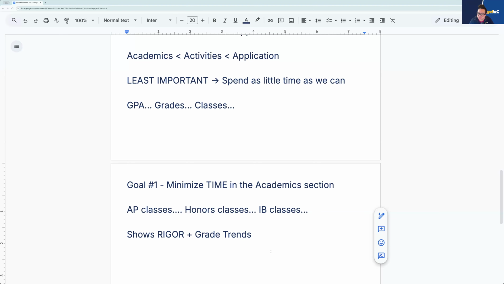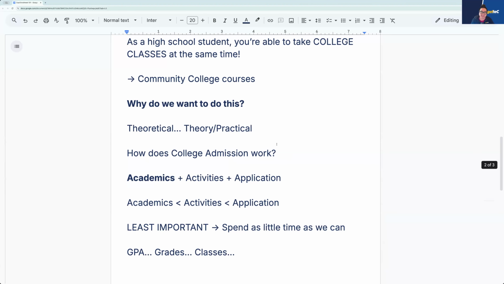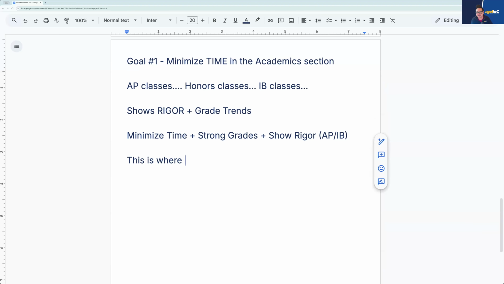Now you're like, Coach Tony, wait, that doesn't make sense. If I want to minimize time, and I want strong grades, plus I want to show rigor by taking AP and IB classes, from a comparative point of view that doesn't make sense between all three. So what do we do? How do we make this happen? That's where I would interject dual enrollment. This is where dual enrollment comes in.